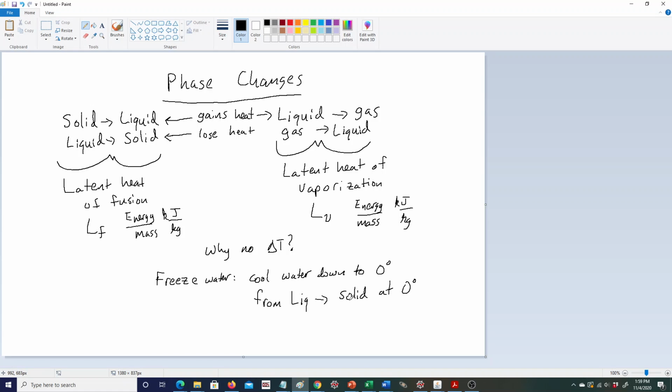It's only a phase change. I'm only changing the type of matter. I'm moving it from a liquid to a solid. Or if I want to take a block of ice and supply some heat to it, I'll be taking a solid to a liquid. But in any case, this is purely dependent on the amount of mass.